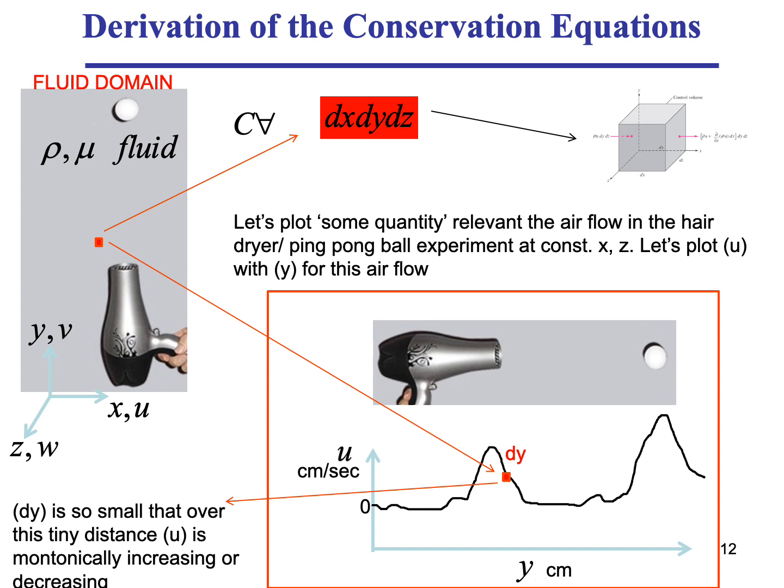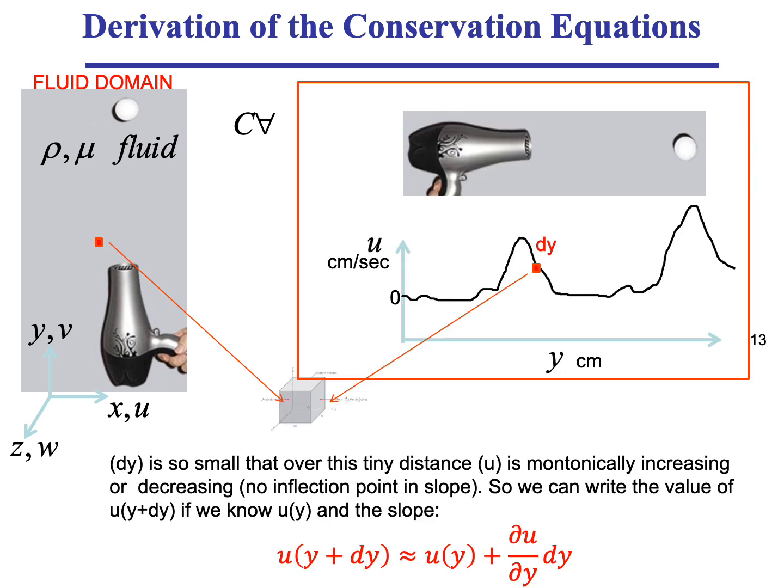Great. Now that we have got this out of the way, when you have a small tiny control volume, or a small distance dy, and your function u, or whatever function you're talking about, is monotonically increasing or decreasing, you can invoke Taylor series expansion, and you can predict what's happening at y plus dy by knowing what's happening at y and by knowing the slope of the curve. So I can write the velocity u at y plus dy is approximately equal to its value at y, plus the little extra term, the slope multiplied by dy.